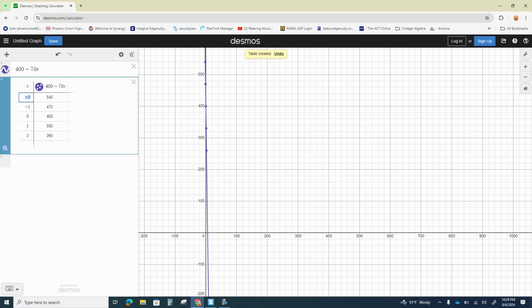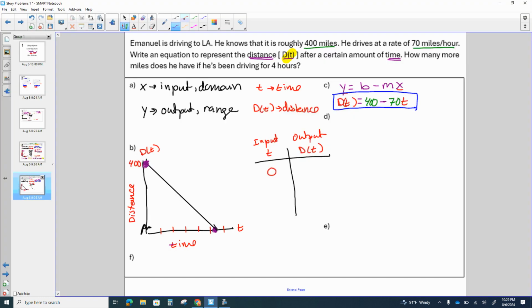I don't care about these negatives. It goes 0, 1, and 2, and it goes 330 and 260. So I'm going to go, okay, there's 1 and 2, and we have 330, 260, and it started at 400 because I graphed that point. So I got my graph. Anytime they ask me for this, I have that information, I'm good.